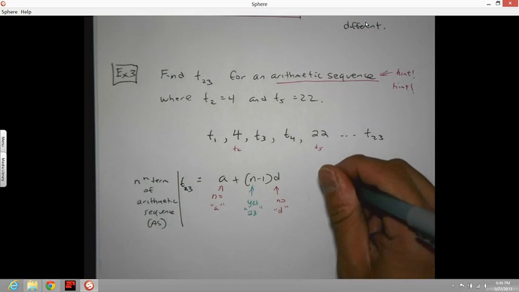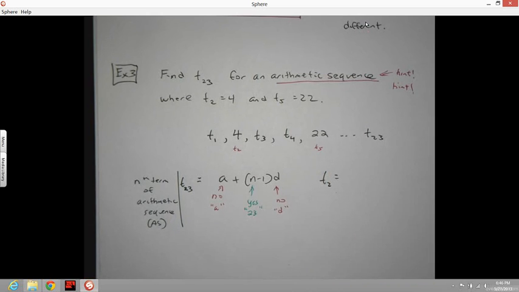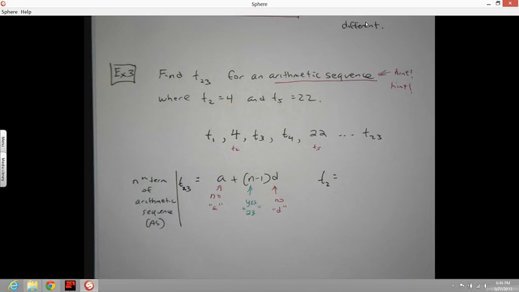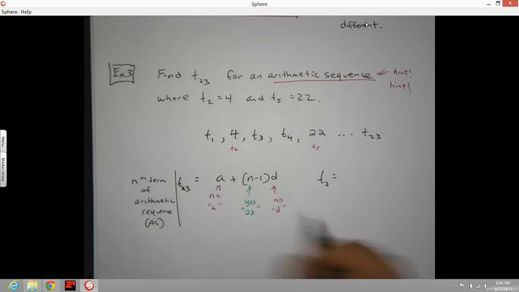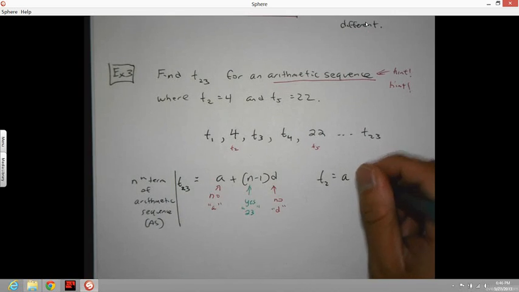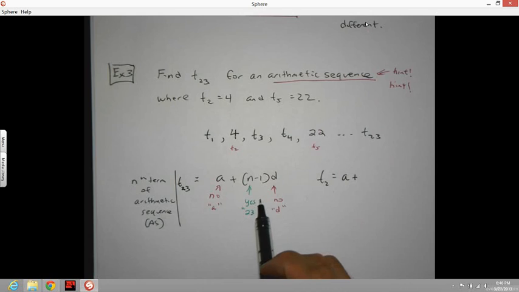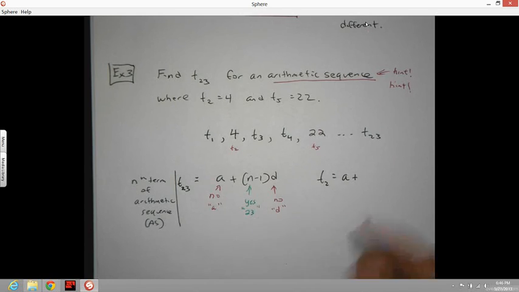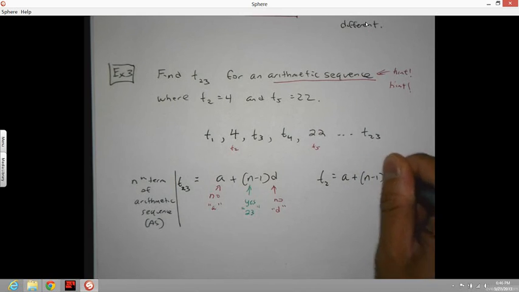Do I know what t2 is? Do I? Well, I know the answer. It's going to be 4. Okay? But more importantly, do I know the formula for t2? And the answer is, yes, I do. It's actually the same formula that I have for t23. It's going to look something like this. n minus 1 times d.